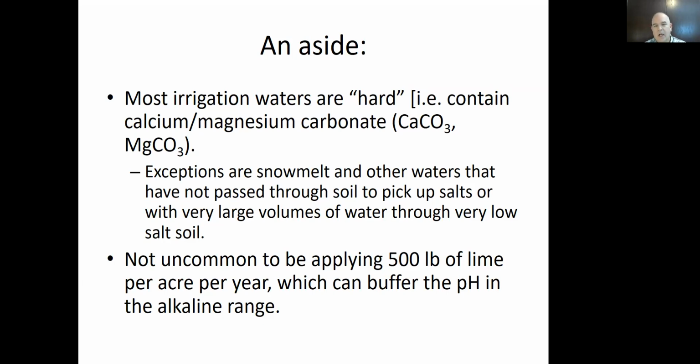Now, just an aside here. Realize that most irrigation waters are hard water, which means they contain calcium and magnesium carbonates. That carbonate is really the key to the chemistry. Most of the time when I'm irrigating in these arid, semi-arid regions, I'm applying hard water, and I can be applying upwards of 500 pounds of limestone per year through the irrigation water, which tends to buffer the pH up high, and that is really critical.